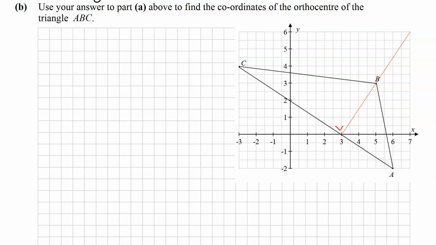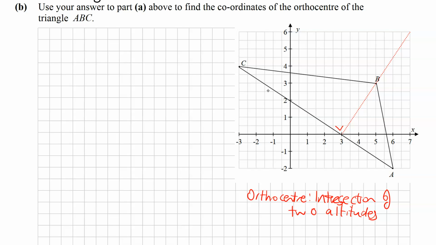Okay, so it says use your answer in part A above to find the coordinates of the orthocenter of the triangle ABC. Well, the orthocenter is the intersection of two altitudes. Now, in part A, you've actually found one of these altitudes, which is shown in red in the diagram. It starts at a vertex and goes perpendicular to the opposite side.